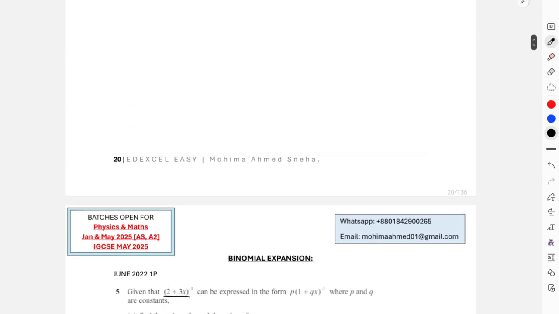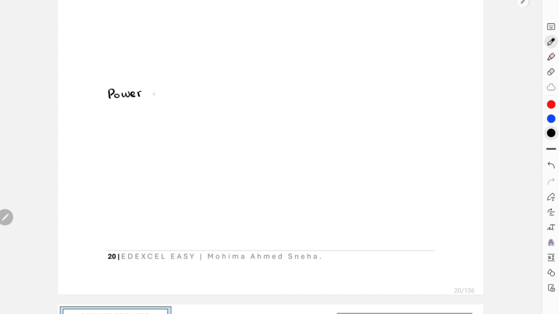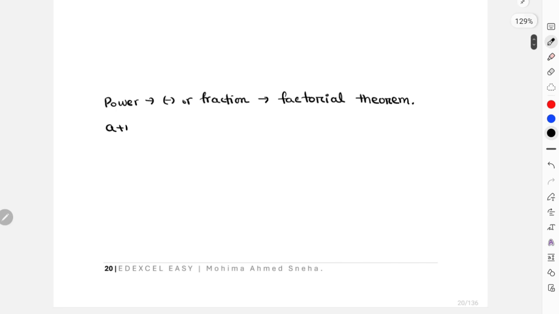There is also one note for binomial situations: if the power of the expansion is either negative or a fraction, then you have to use the factorial theorem. So for this factorial theorem, a plus b power n is going to be a power n plus n a power n minus 1 b divided by 1 factorial, right?